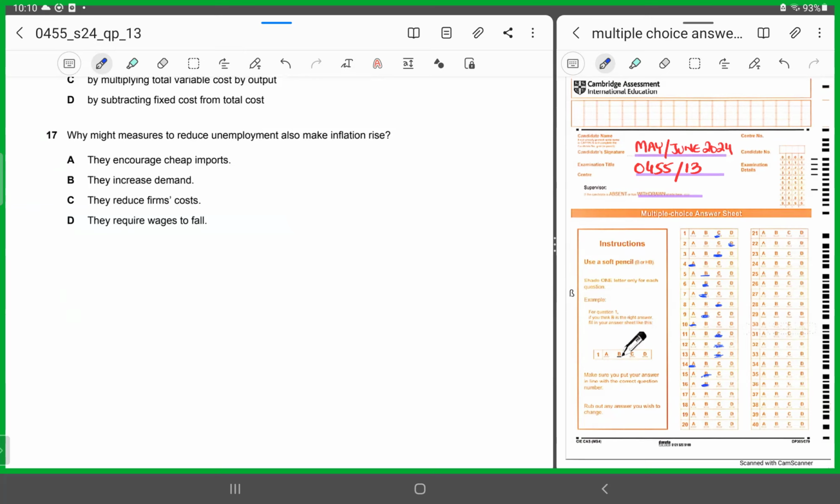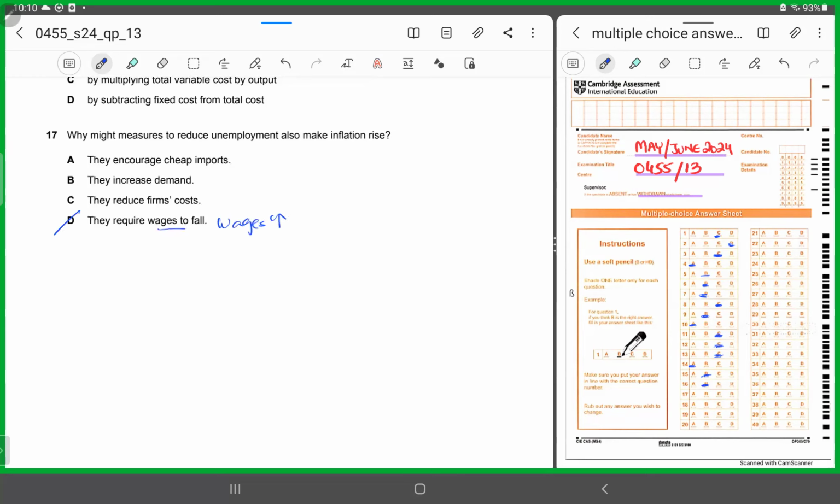A says they encourage cheap imports. B says they increase demand. C says they reduce firms' costs. And D says they require wages to fall. If you look at option D, they say they require wages to fall. Option D is incorrect. Why? Because when you're reducing unemployment, this means more people will be employed. So your wages are not falling. Instead, your wages are rising. So option D is incorrect.